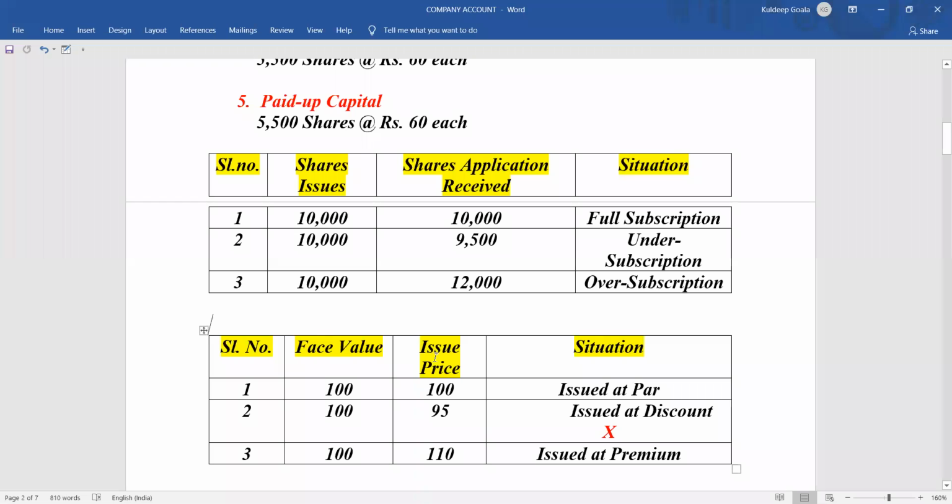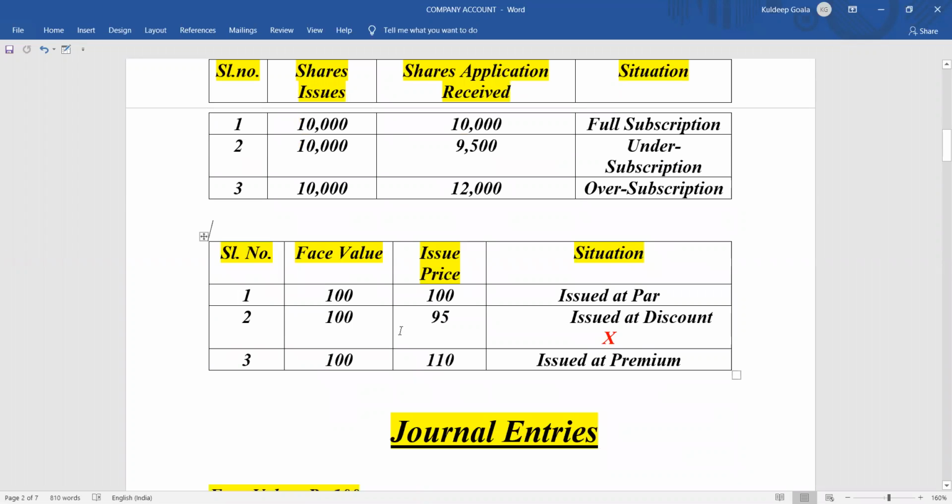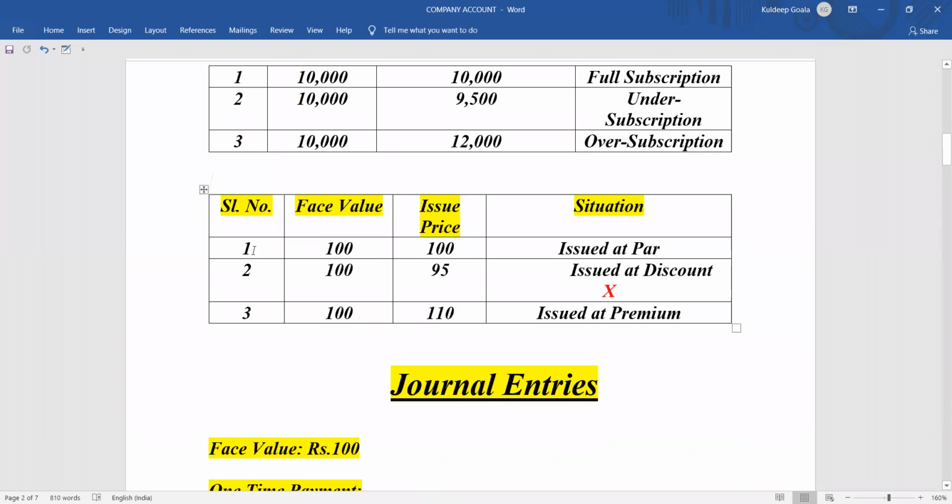Okay, now let's see situations of face value. There are three situations. The first situation is when the value of the share is 100 rupees and the company is also issuing it at 100 rupees. It will be called a situation of issued at par, same दाम में हुआ, par.